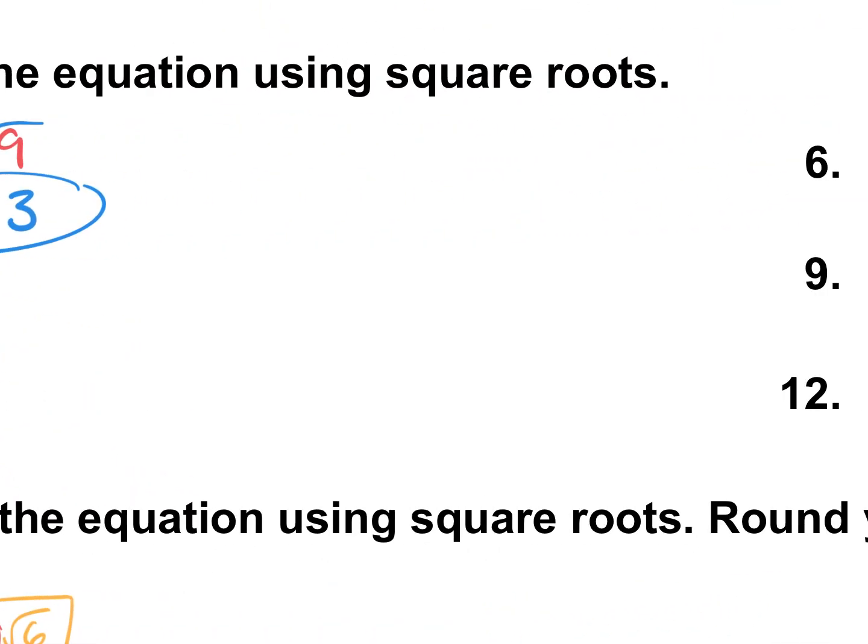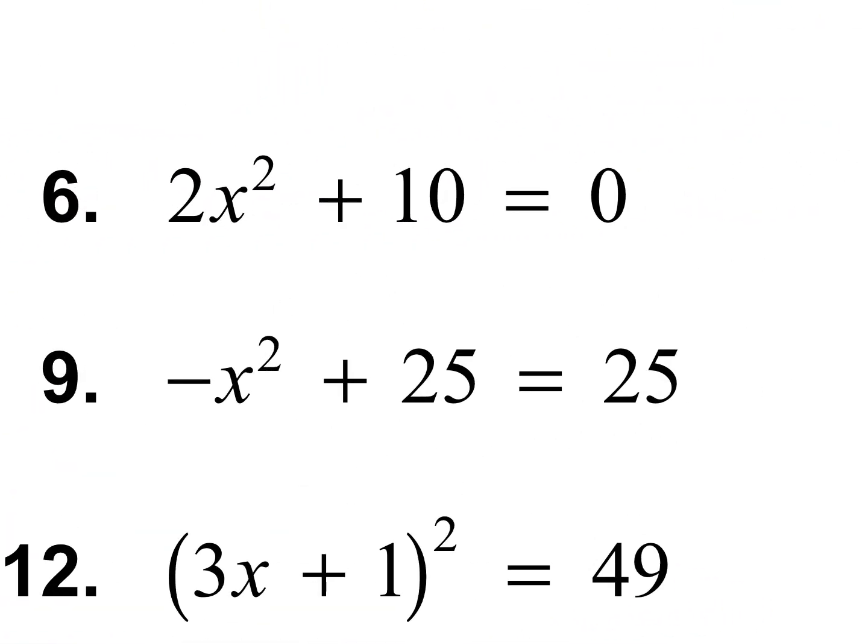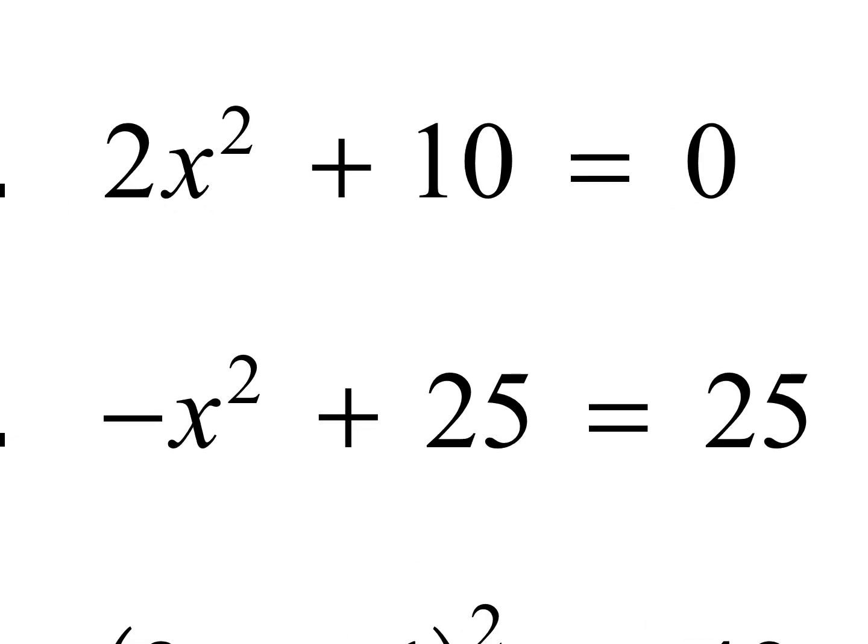All right, let's go back up to 6 on the right side. What should we do first? Subtract 10, awesome. So we have 2x squared is equal to negative 10. What do we do next? Divide by 2, perfect. So x squared is equal to, what's negative 10 divided by 2? Negative 5.